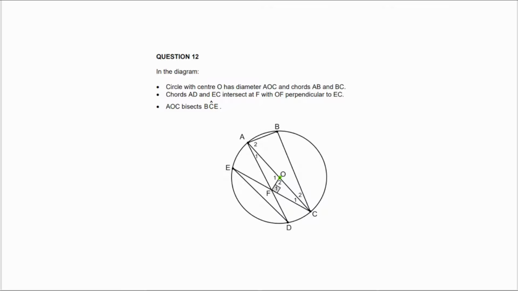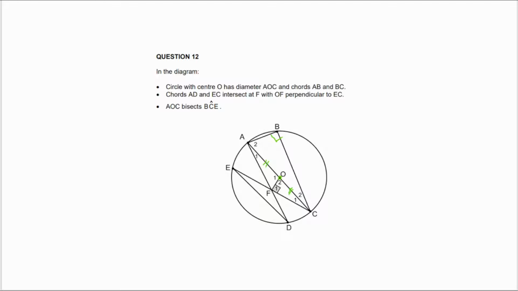So here's our diameter. So obviously this is a radius, that's a radius. This is 90 degrees, angle in semicircle with chords AB and BC. They say chords AD and EC intersect at F with OF perpendicular to EC. Now they say AOC bisects BCE.